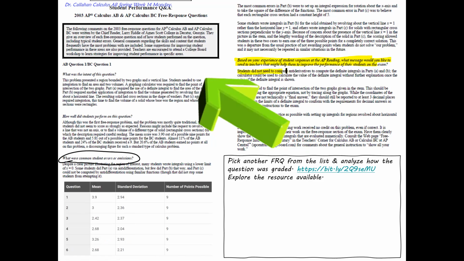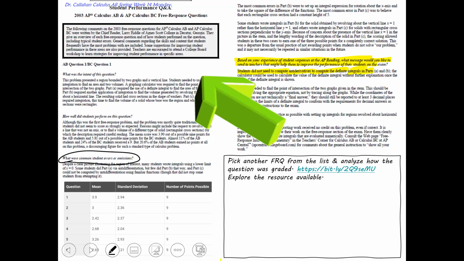One of the things is that they did not need to compute the antiderivative to compute the definite integral. You should be able to use a calculator, obviously, and that's why I'm teaching you how to use a calculator, which is really important. And then also, this is how each of the questions is broken down with the scoring.